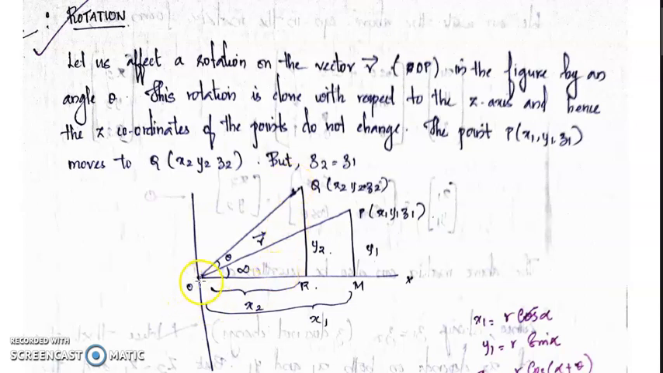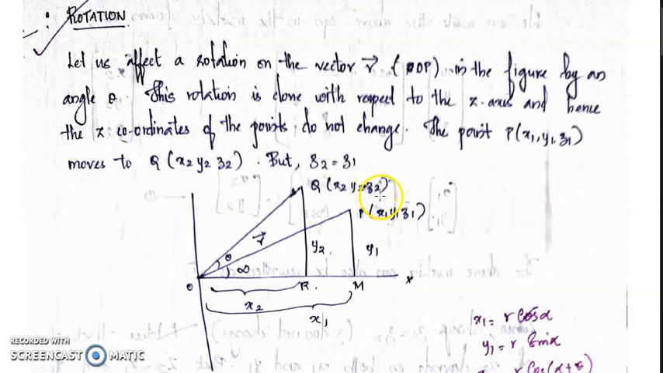Consider the figure. Here we have a vector OP, or we can call it the vector R, and its coordinates are x1, y1 and z1. We are going to perform a rotation through an angle theta, and now the coordinates change to x2, y2, z2. If we are rotating through an angle theta, the vector changes to x2, y2 and z2. The rotation is done along the z axis, so the z coordinate will not change, or we can say that z1 will be equal to z2.